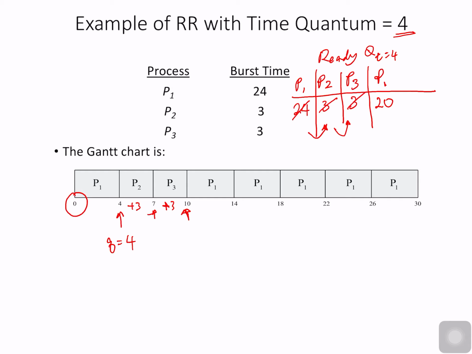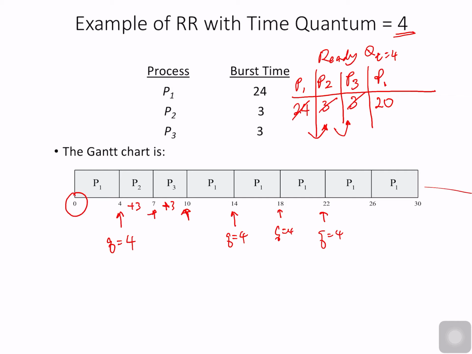Now only P1 is left in the ready queue. P1 needs 20, so P1 will be executing until its quantum is finished. By right, after the quantum finishes, P1 will be interrupted, preempted, and moved back into the ready queue, but there are no other processes there. So P1 will be continued. At every quantum, you can see that P1 is being interrupted until it finishes at 30. So this is the Gantt chart for the round robin.